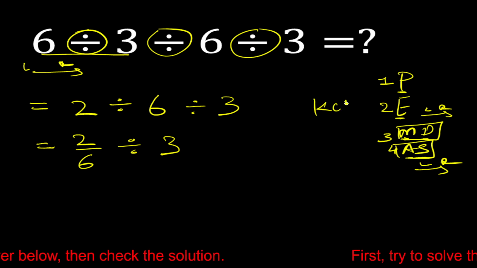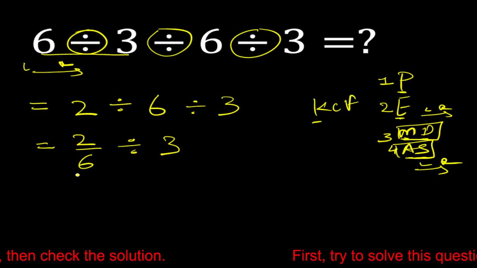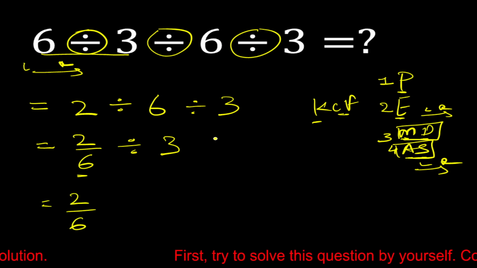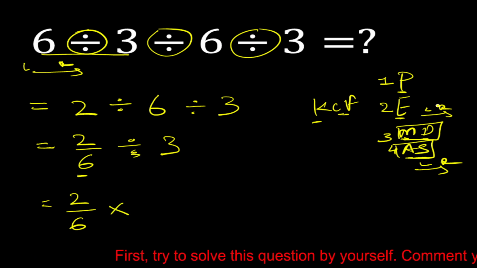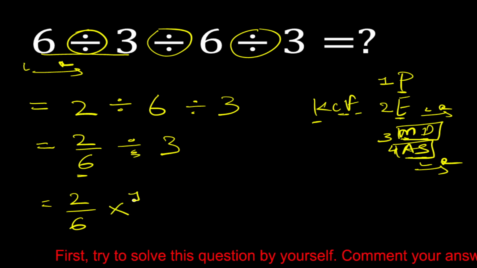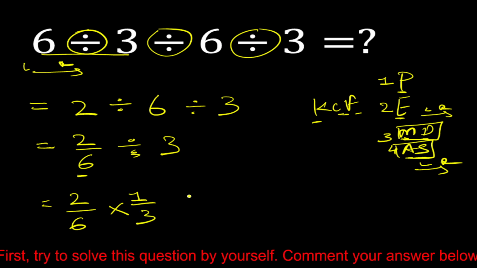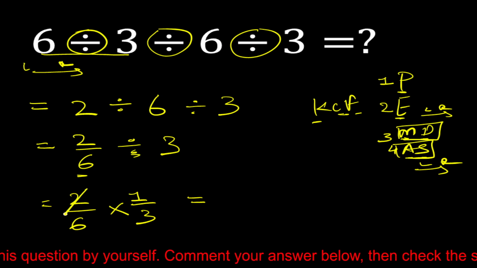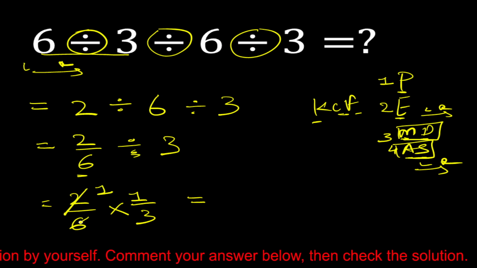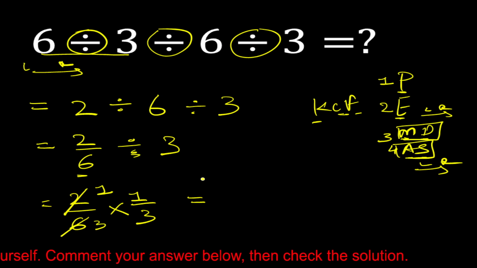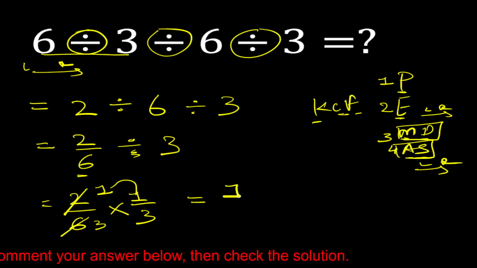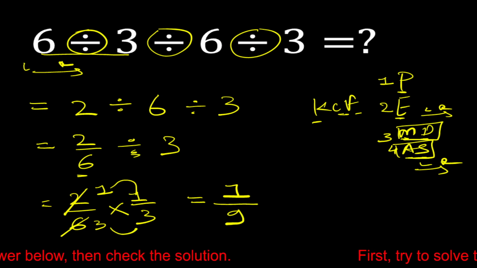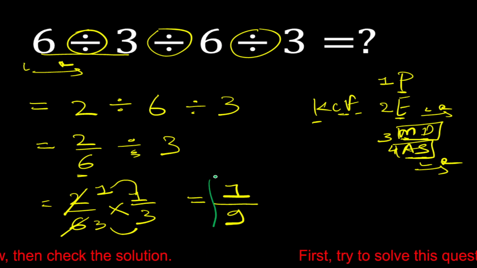Now according to the KCF rule, K means keep this first fraction as it is, 2 by 6. C means change this sign from division to multiplication. F means flip this last number, 3 is equal to 1 by 3. Now divide this 2 by 2, so 1, and also divide this 6 by 2, so 3. So 1 multiply 1 is equal to 1, then 3 multiply 3 is equal to 9. So the correct answer is 1 by 9.